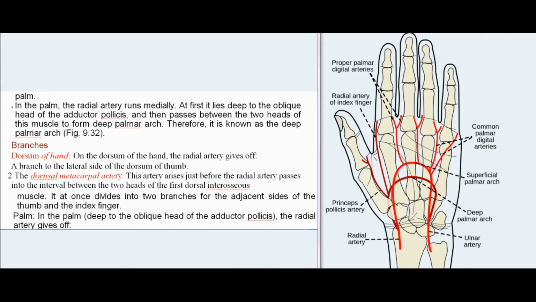At first it lies deep to the oblique head of the adductor pollicis, and then passes between the 2 heads of this muscle to form the deep palmar arch. Therefore, it is known as the deep palmar arch, Fig 9.32.